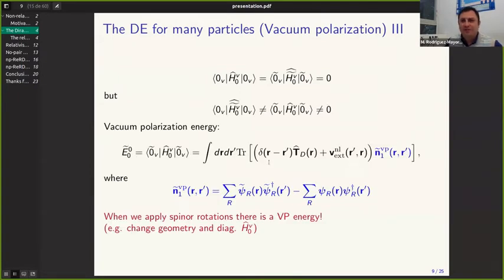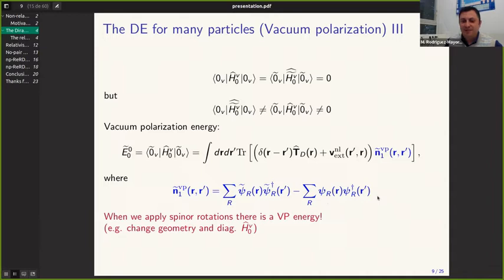Within the vacuum polarization energy, we can compute it by defining this vacuum polarization 1 RDM, which is nothing but the difference of the negative energy states, all of them, for the new basis minus the one with the initial basis. So whenever we need to apply orbital rotations, like for example to diagonalize a Hamiltonian, we will have these vacuum polarization energy contributions.